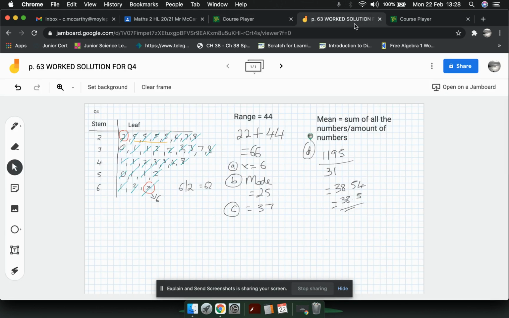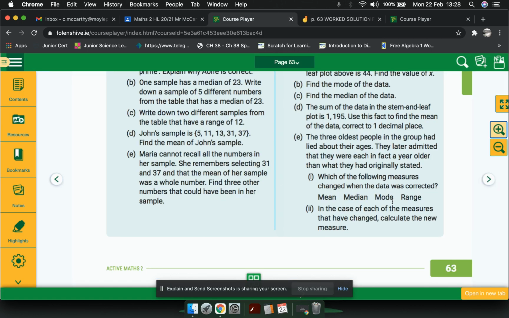So the mode is the most numerous number. So if you look at the numbers here, this person was 61, this person was 62, this person was 63. At a year on now, because they lied, they're a year older. This person is now 62, this person is 63, and this person is 67, rather 64. So does that affect the mode? It does not. We can see here that the mode, this 25, is still the most numerous number in the data set. So it has no effect on the mode.